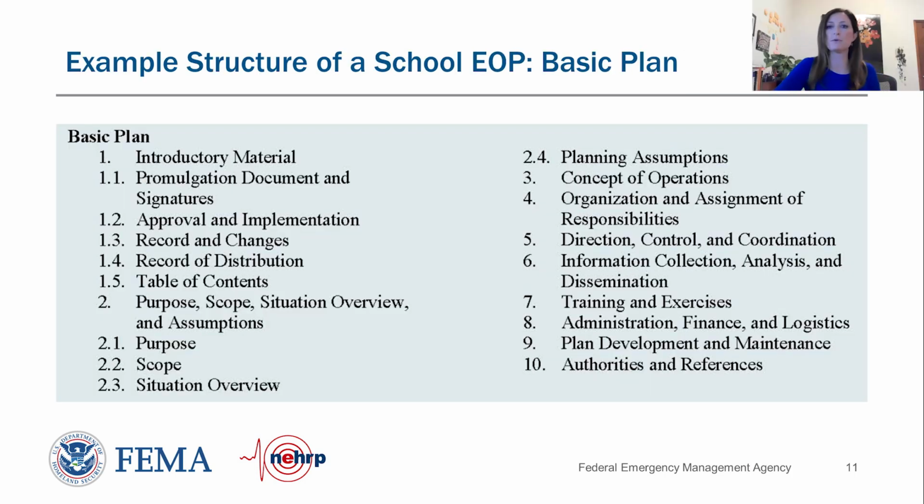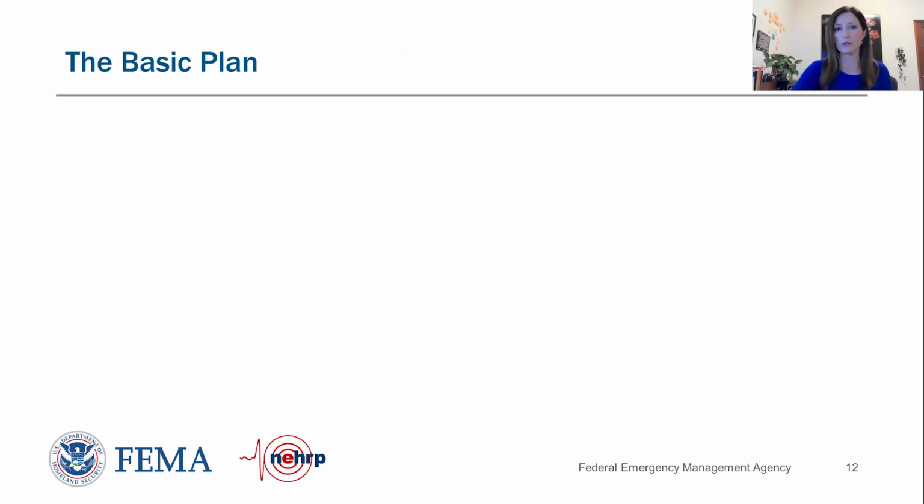So this just gives you an example, this image on the screen, of the structure of a school EOP. So this is a basic plan. Again, remember, there are lots of templates out there to help you to think about what might go into a plan. What are the different sections and subsections that you might want to include? And so what should the basic plan include?